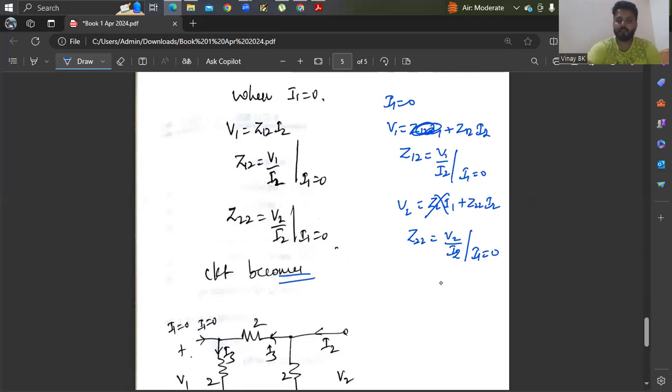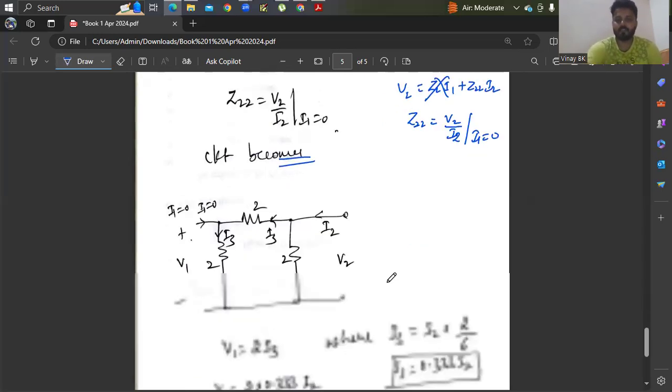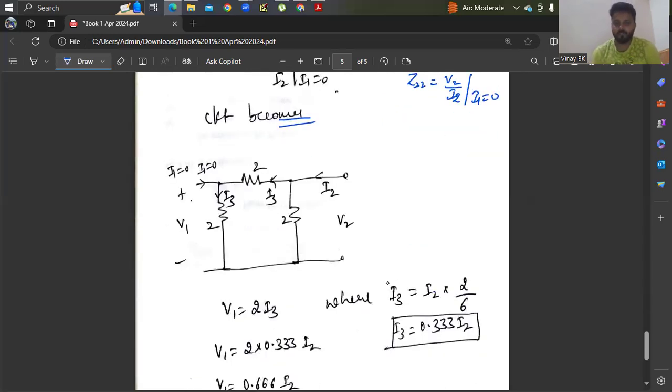Therefore, if current I1 is 0, the circuit looks like this. Here 3 into I1 is flowing, where I1 is 0, that will be an open circuit. So I1 is 0 here, meaning there is no current here. The same current is flowing. I am considering I3 is flowing here through the 2 and 2 ohms. So now how will we write V1? This V1 you can rewrite here as voltage across 2 ohm, that is nothing but 2 into I3. So we need to find the value of I3.